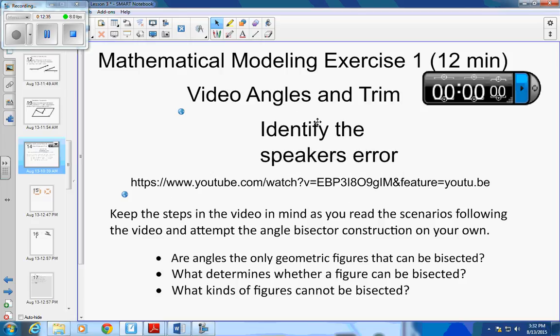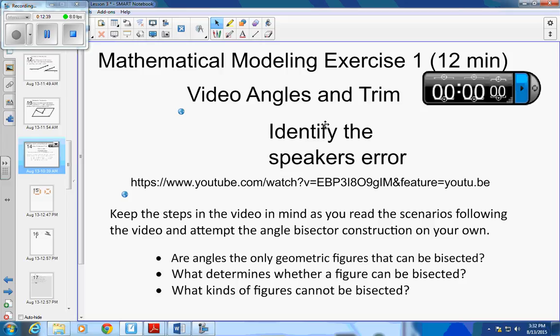You want to find the speaker's error, so the person who's talking does make a tiny mistake in there. Try to find that error. Keep the steps in the video in mind, because you're going to need those steps later as you attempt to do an angle bisector construction on your own. Things you want to think about are: are angles the only geometric figure that can be bisected? What determines whether a figure can be bisected? What kinds of figures cannot be bisected? So pause this, go to this web page, and watch that YouTube.